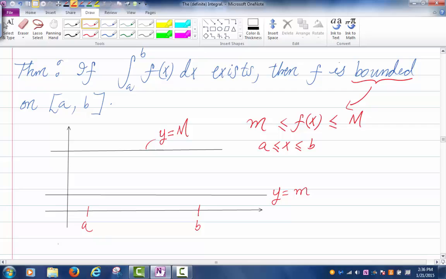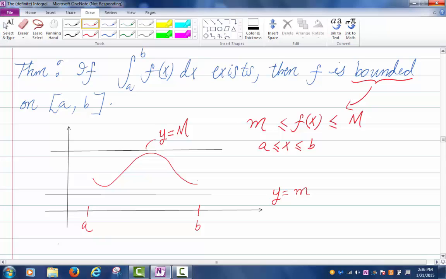The graph of f must lie in between those two lines, right? So that's what it means to say that f is bounded. It means that the graph of f must be in between two horizontal lines. You guys agree with that? On the interval from a to b. We are talking about the interval from a to b. That's what it means to say that f is bounded.